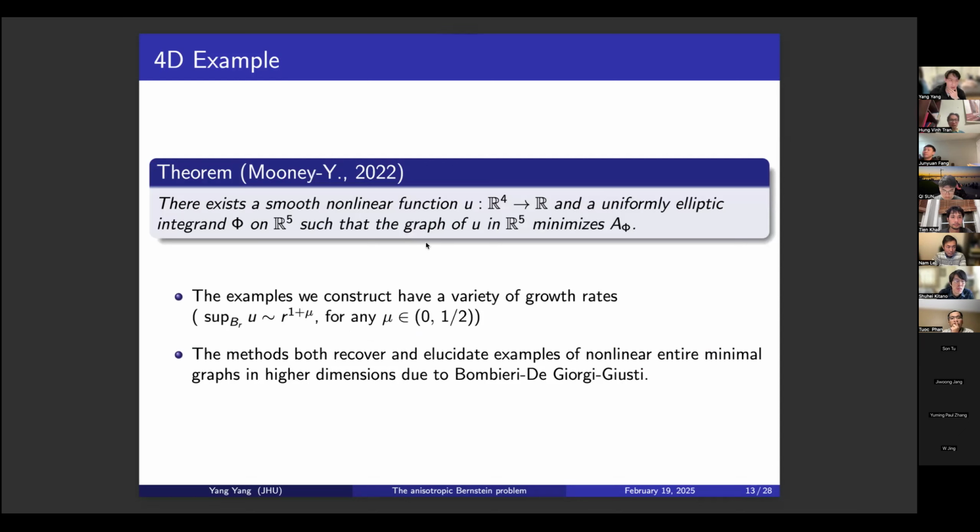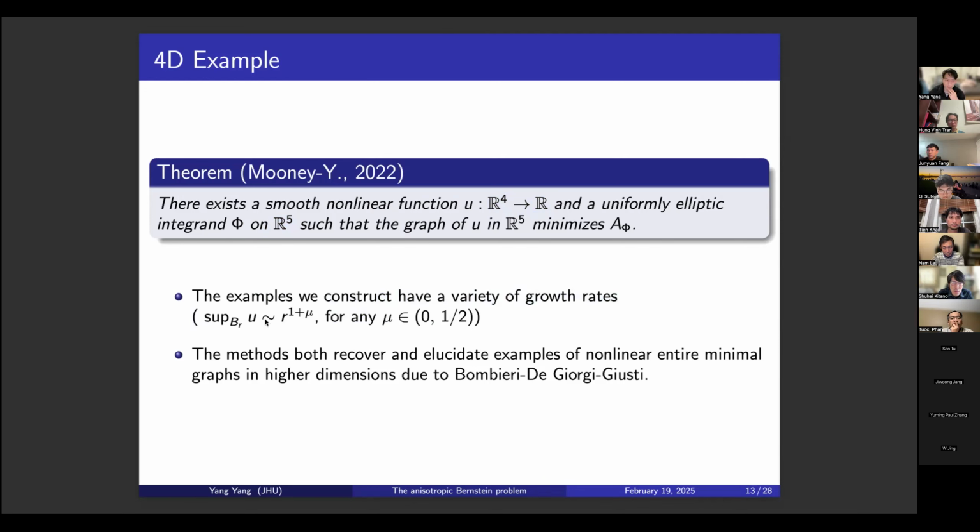Okay, and then I want to talk about the 4D case. We showed that there exists a smooth linear function from R4 to R whose graph is a minimizer for an anisotropic area functional on R5. And something I want to bring up is that, first, this example has a variety of growth rates.